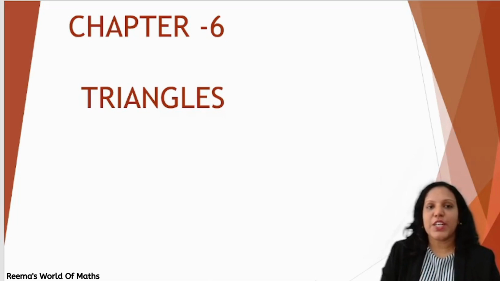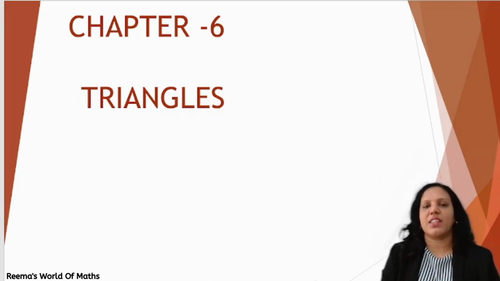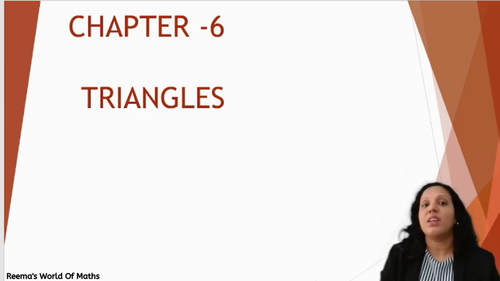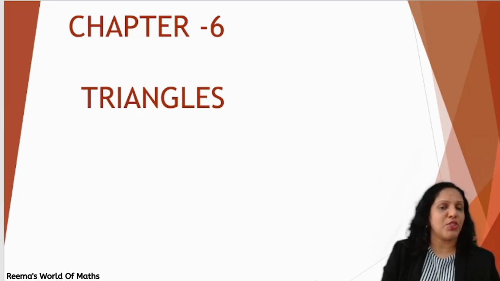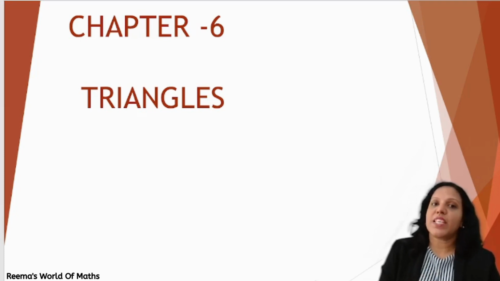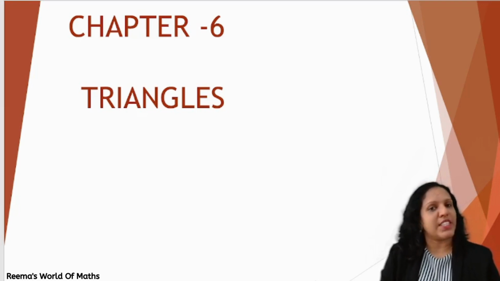So in this video we will be starting a new chapter, chapter 6 from the textbook, which is triangles. Here we will be discussing how to prove the similarity between triangles, also the basic proportionality theorem and the converse of the basic proportionality theorem. First we will explain the chapter and then we will do the textbook exercises.